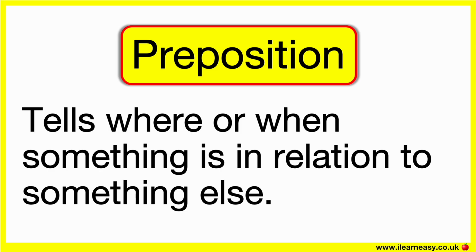A preposition is a part of speech. It tells where or when something is in relation to something else. There are different types of prepositions. For example, prepositions of place, prepositions of movement, and prepositions of time.